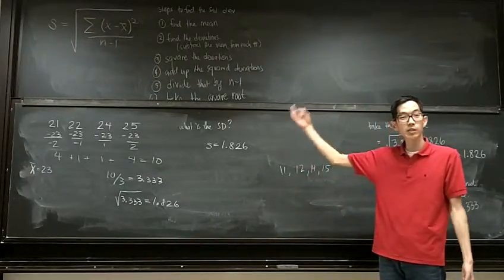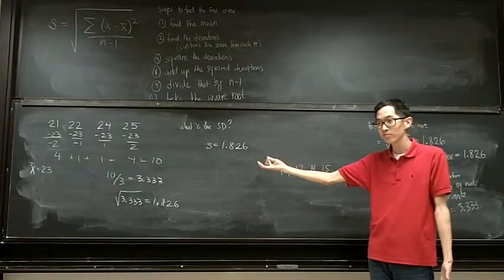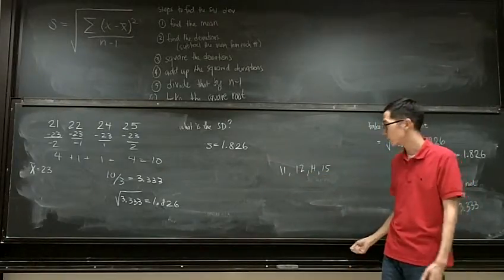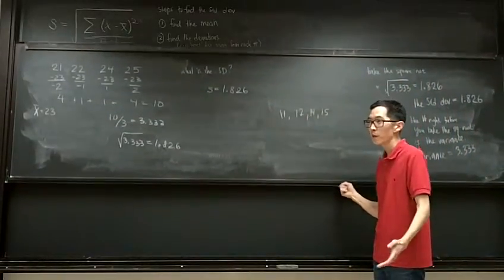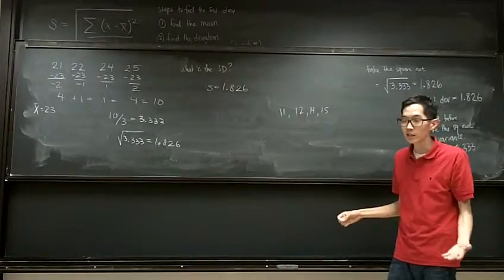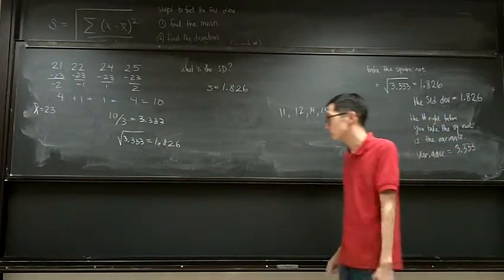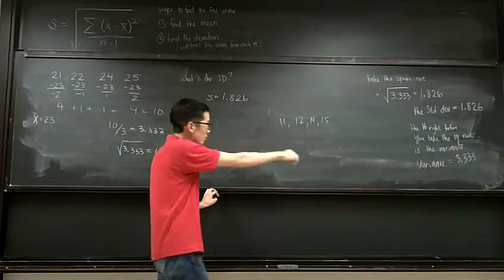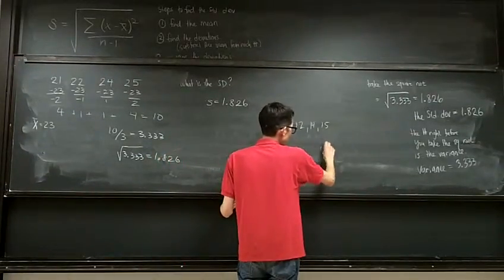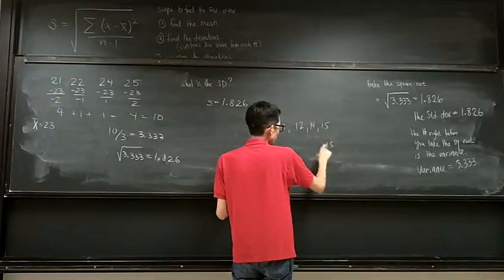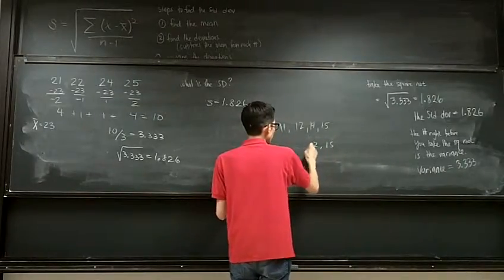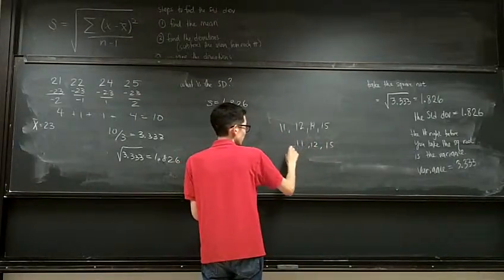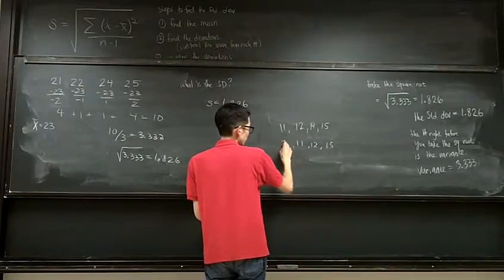Now, if I had given you a different set of numbers, then you would see the standard deviation would be different. So let's just pretend, we're not even going to bother calculating this. Let's say we saw another family, and the oldest kid is 15, next kid is 12, next kid is 11, and the next kid is 7.